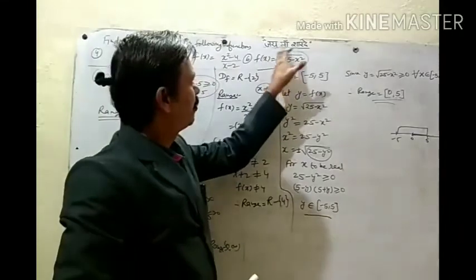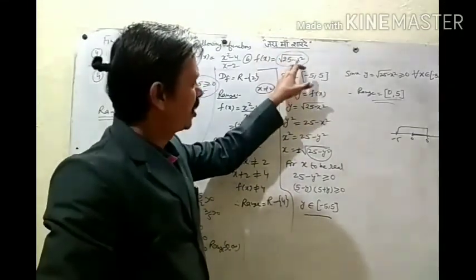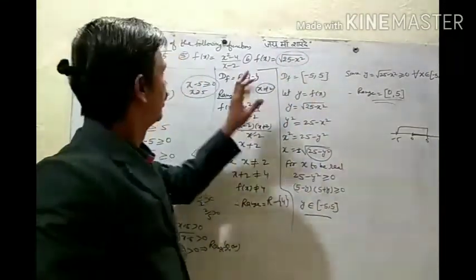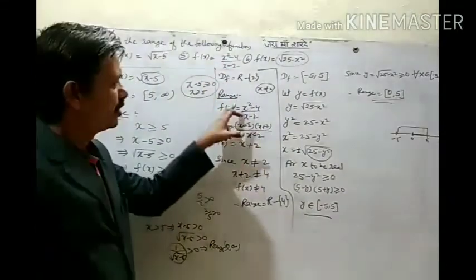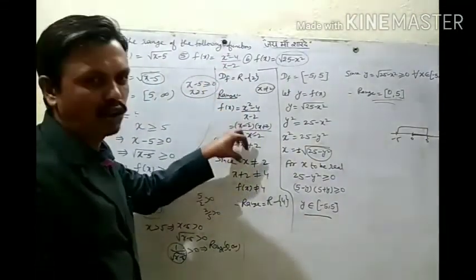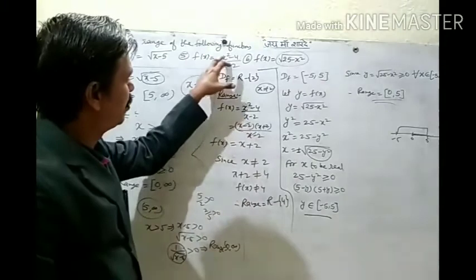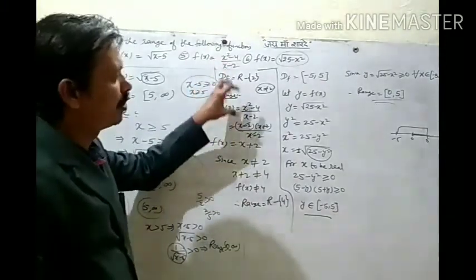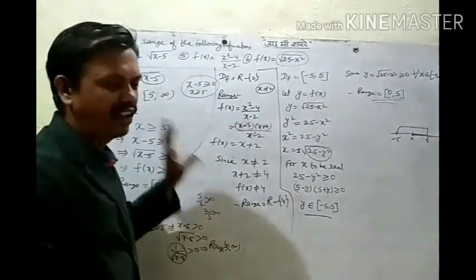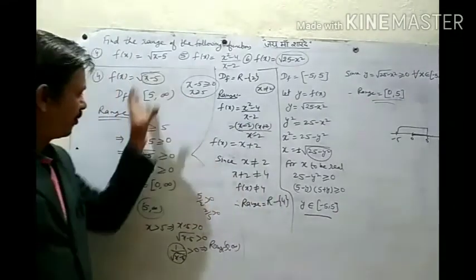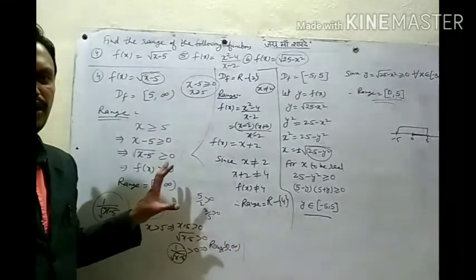So the range of this type of function we can find like this. For the range of this type of function, just cancel out common factors. If P by Q form is there and any common factor is there, cancel it out, and then you can find the range for a function like this. Okay, beta.